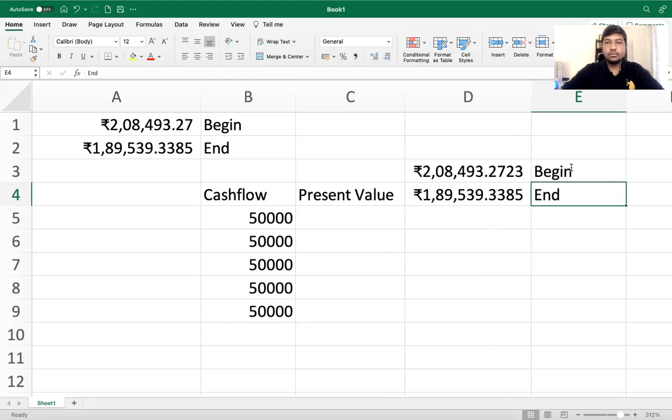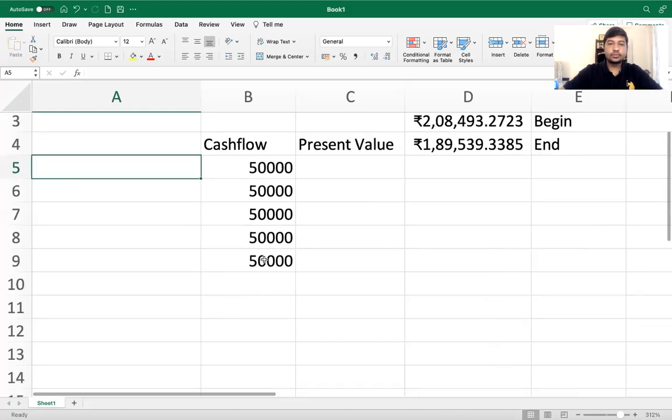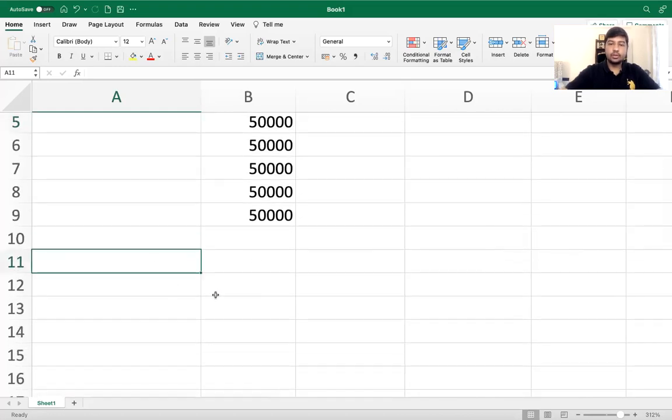Okay. Now let us understand what is happening in the backdrop. How are we getting this number? Like, is this something that really will ensure that 50,000 rupees is received every year? Let's see that. Okay. So let me just put it over here.